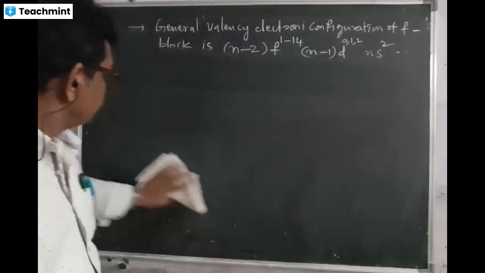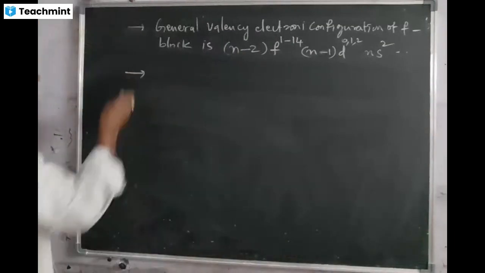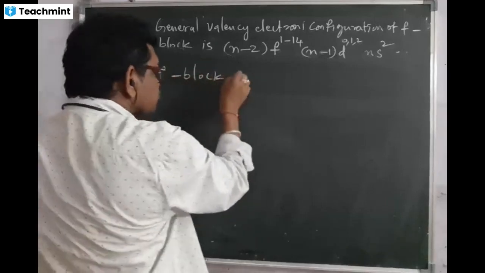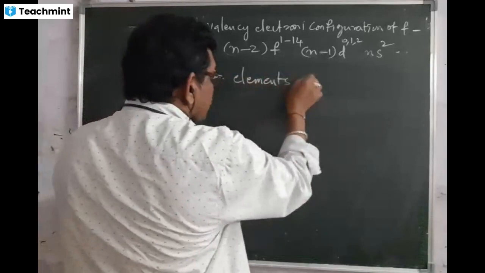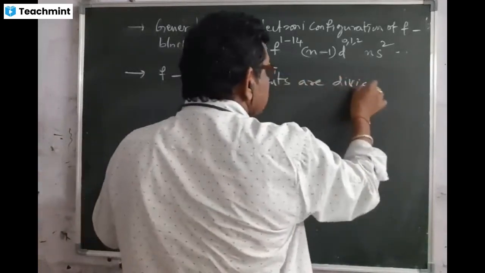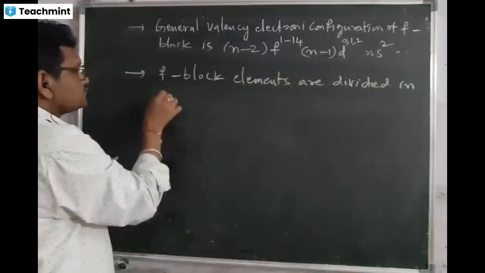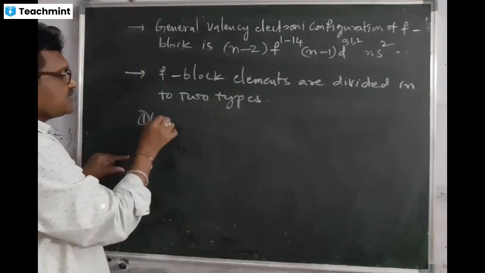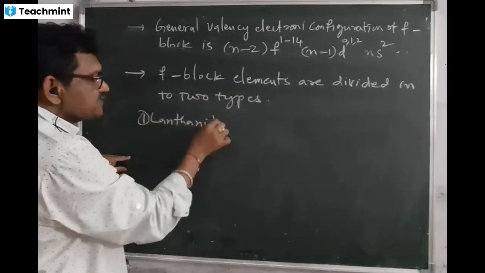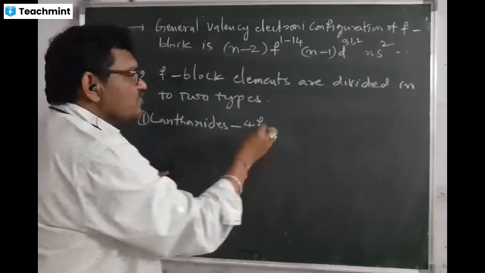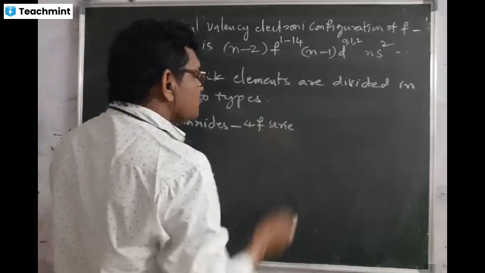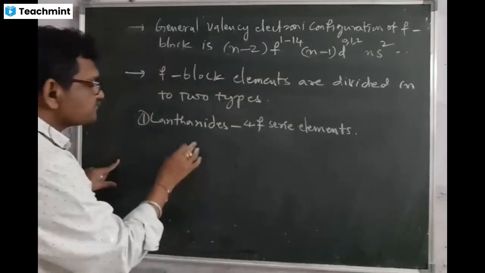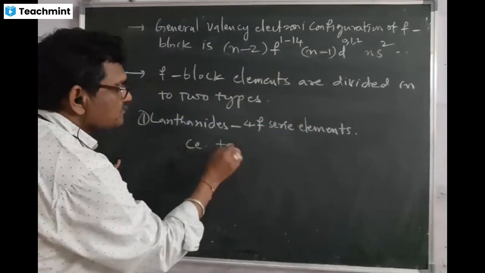One more point you write here. F block elements are divided into two types. One section is lanthanides, which are also called 4F series elements. Lanthanides, which are also called 4F series elements, start from cerium and end with lutetium.